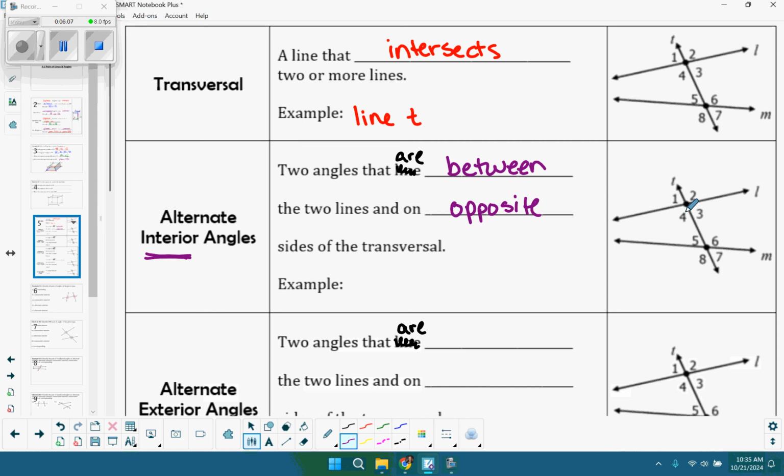So if I picked angle 4, which is one of the angles between these two lines, I need to pick another angle that's on the opposite side of this transversal, so that would be angle 6.